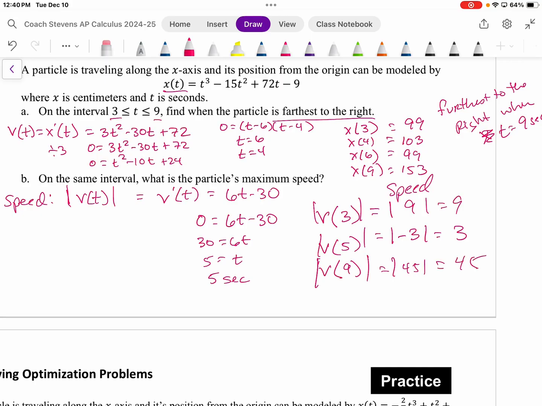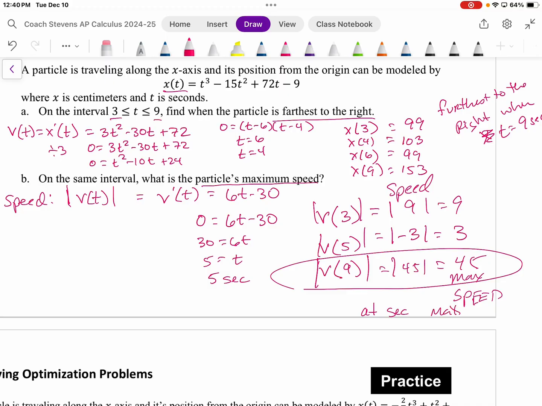And so where is the particle's max speed? Same thing, it still happens to be at that point. That's max speed. The key thing is not forgetting that we're taking the absolute value on the speed. So at 9 seconds, max speed of 45. What are the units? Centimeters per second. So max speed of 45 centimeters per second.